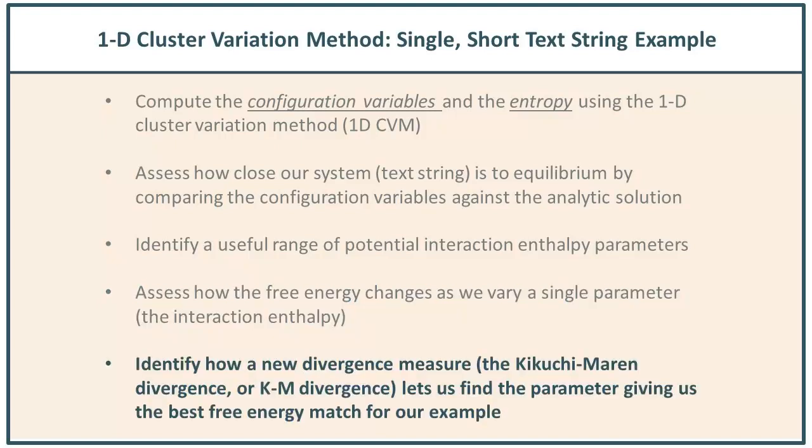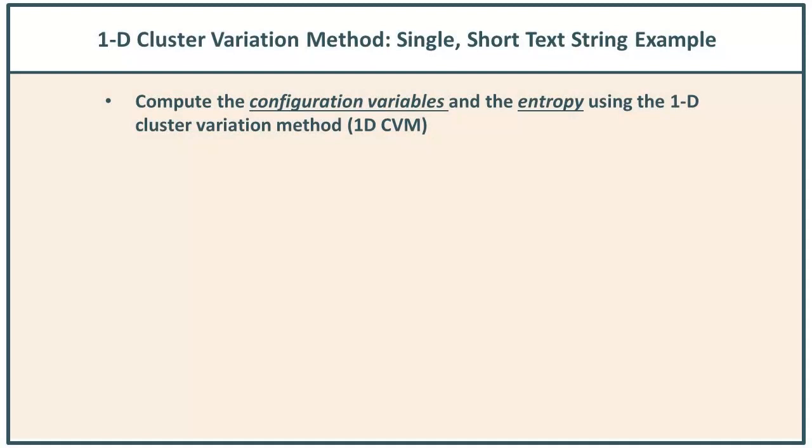And then finally, as a fifth step, we're going to use a new divergence measure that I've created. I'm calling it the Kikuchi-Marin divergence, to find the enthalpy parameter that gives us the best free energy match for our test string example. Now, if this sounds like a lot, I assure you it is. And we're not going to get through it all today. We're going to focus right now on just those local configuration variables.